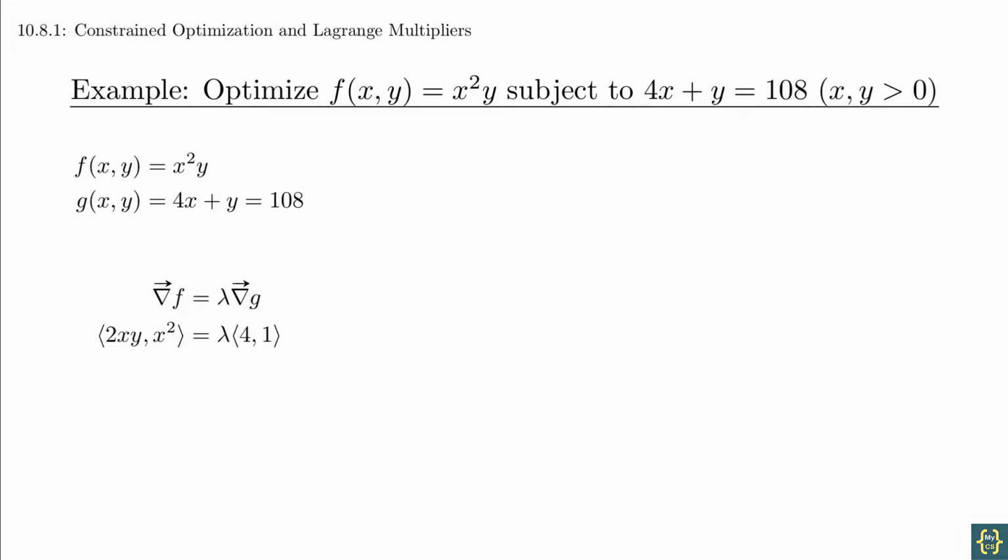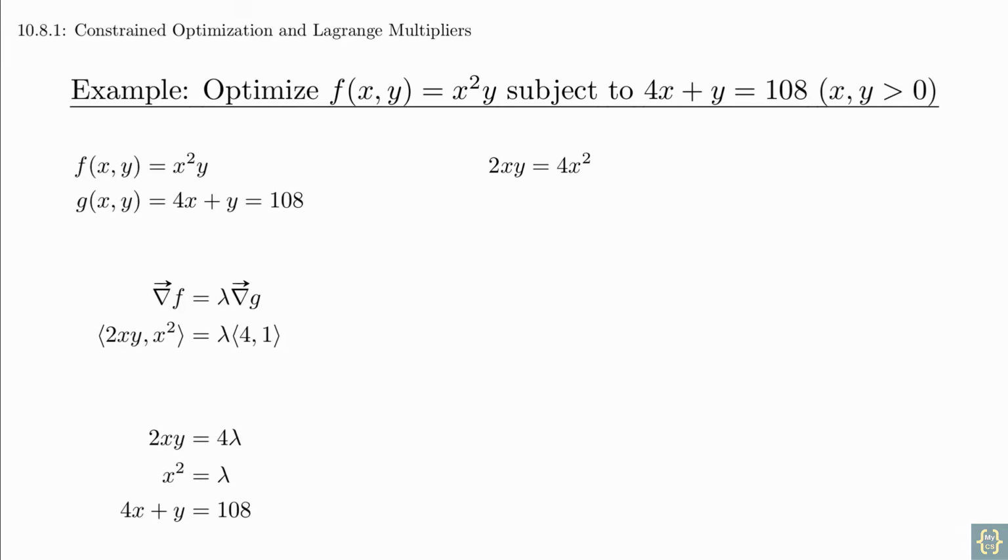When we plug this into the Lagrange multiplier equation and set the components equal to each other, we get 2xy equals 4 lambda and x squared equals lambda. Don't forget that we also have the constraint equation 4x plus y equals 108. There are 3 equations and 3 variables, and so we can begin to solve this.